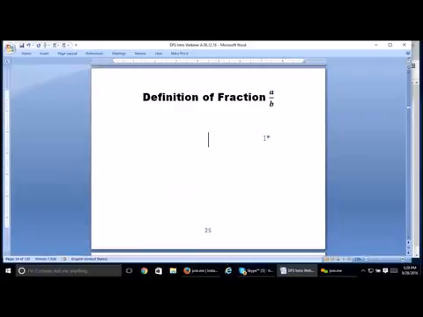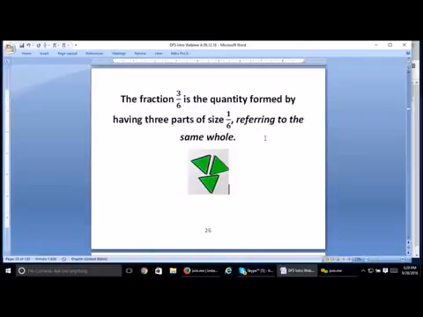Once students know what a unit fraction is, they're ready to begin understanding what a fraction is. So, for example, the fraction 3/6 is the quantity formed by having three parts of size 1/6 referring to the same whole. So these last few words are critical, because if you have 1/6 of the Empire State Building, 1/6 of a small house, etc., that's not 3/6. You have to have reference to the same whole.